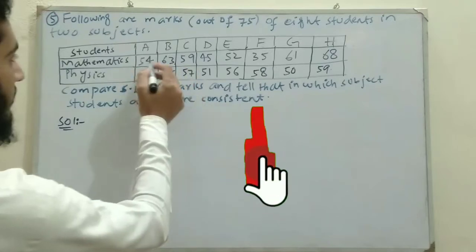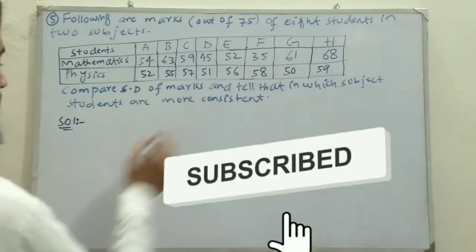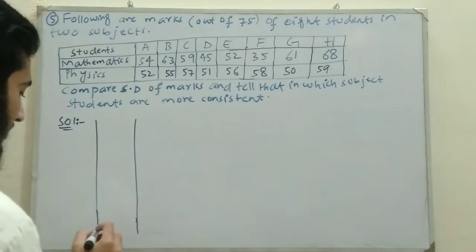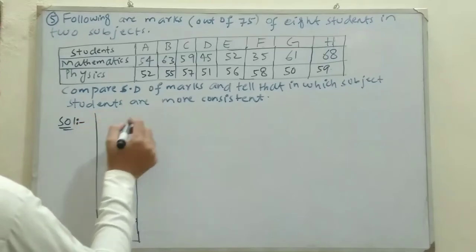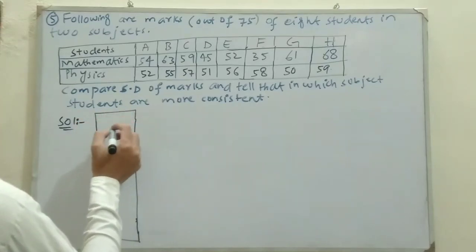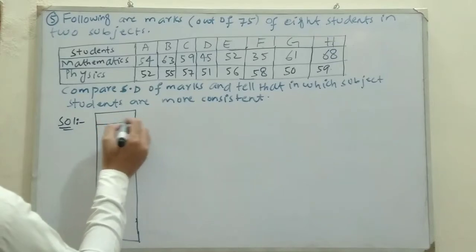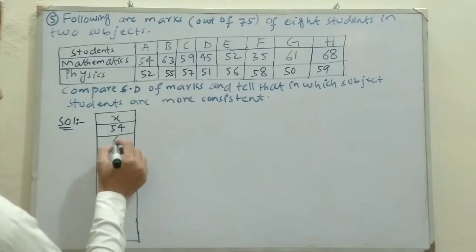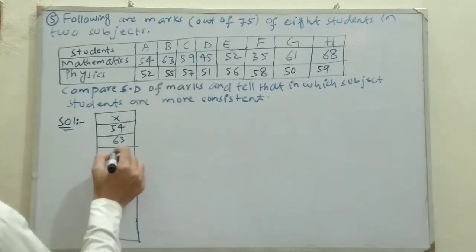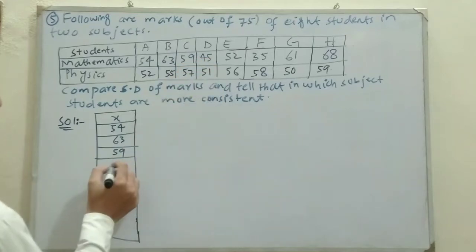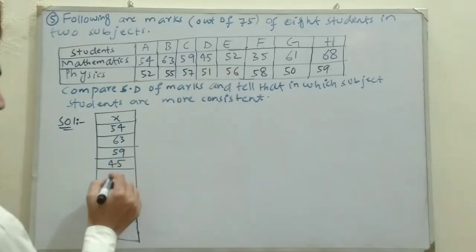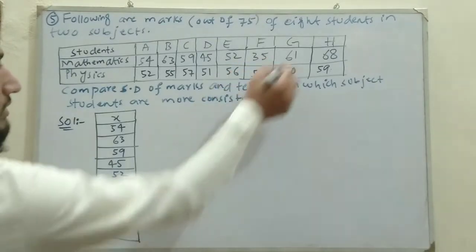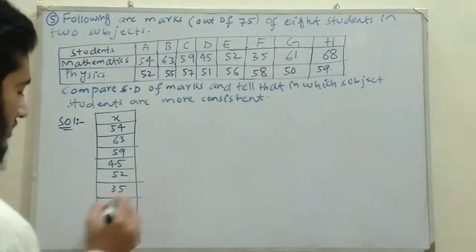taking the given row 54, 63, 59, 45, 52, 35, 61, 68 in the column. So let's suppose, and we will consider it as x because this is the average, and average is represented by xi. Let's suppose x. So the first marks are 54 for mathematics subject, second is 63, the third one is 59, the fourth one is 45, the fifth one is 52, and the sixth one is 35, and after this the seventh one is 61, and the eighth one is 68 marks.